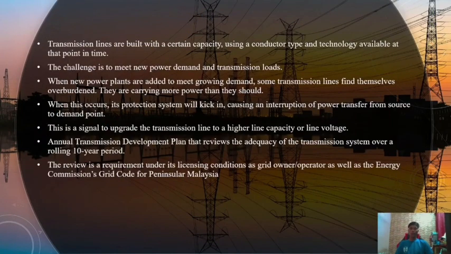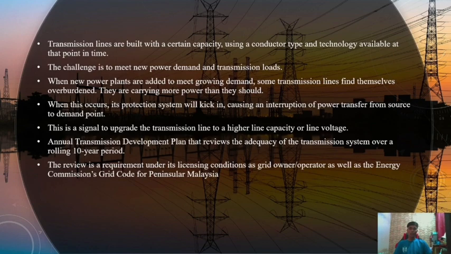Transmission lines are built with a certain capacity using a conductor type and technology available at that point in time. The challenge is to meet new power demand and transmission loads. When new power plants are added to meet growing demand, some transmission lines find themselves overburdened. They are carrying more than they should. When this occurs, the protection system will kick in, causing an interruption of power transfer from source to demand point. This is a signal to upgrade the transmission line to a higher line capacity or line voltage.